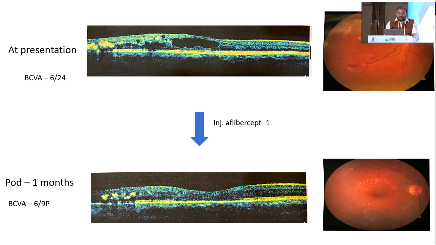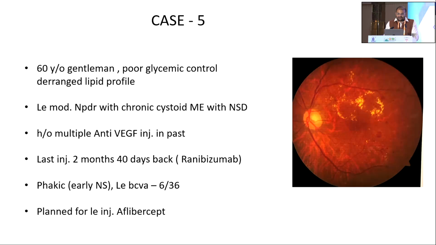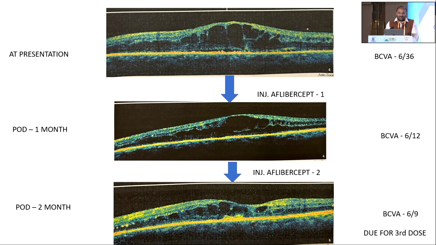We can see a subfoveal cyst, a big cyst, and it collapsed just after a month, and the vision was improved. We can also see there was some resolution of hard exudates too. This is case 5, a 60-year-old gentleman, poor glycemic control, deranged lipid profile, already being injected with multiple anti-VEGF injections. And this is a chronic recalcitrant case, just like any other chronic DME with big cystic spaces and small NSD.